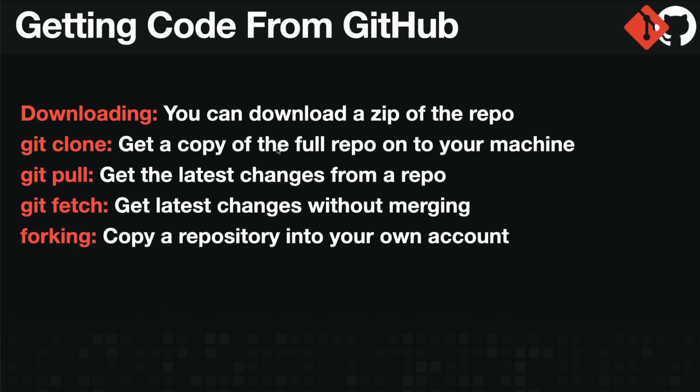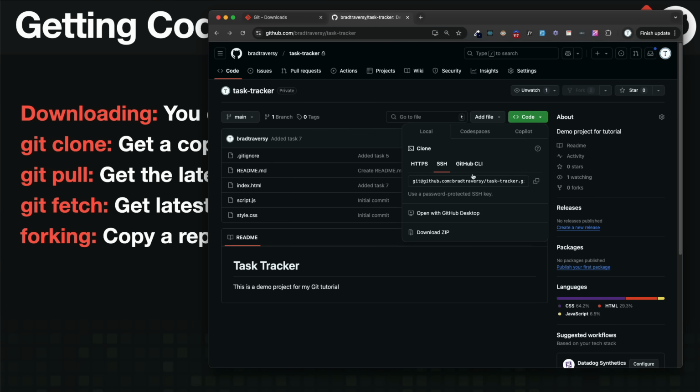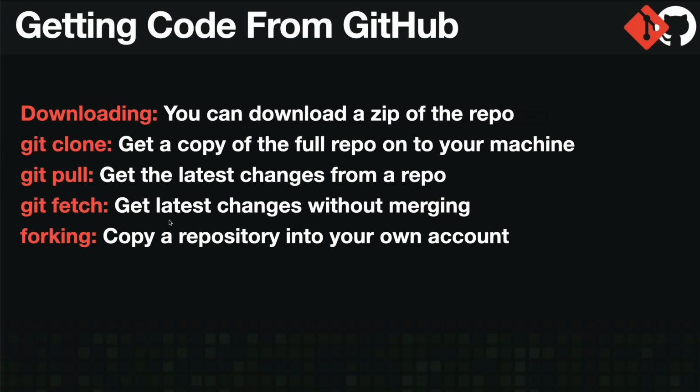You get a copy of the full repo onto your machine, right? So to do that, you would run git clone, and you can clone with the SSH link here or using HTTPS. Now to use SSH, you're going to have to generate some SSH keys and add them to GitHub. I'm going to show you how to do that in a minute. Another thing you could do is git fetch, which is when you want to get the latest changes from the remote repository, but you don't want to merge them. So you can use git fetch.